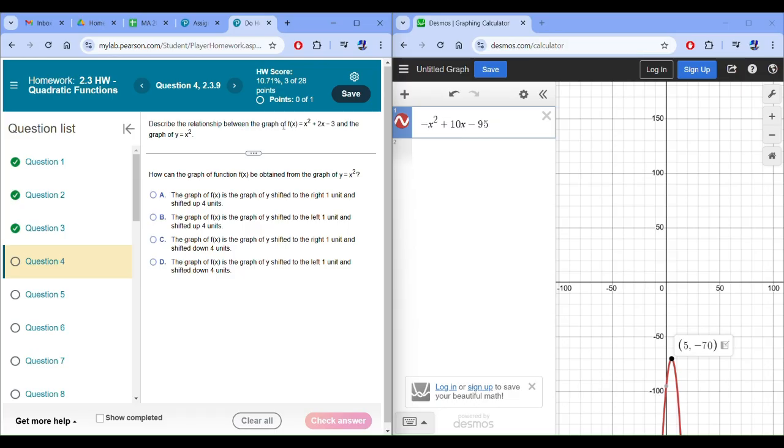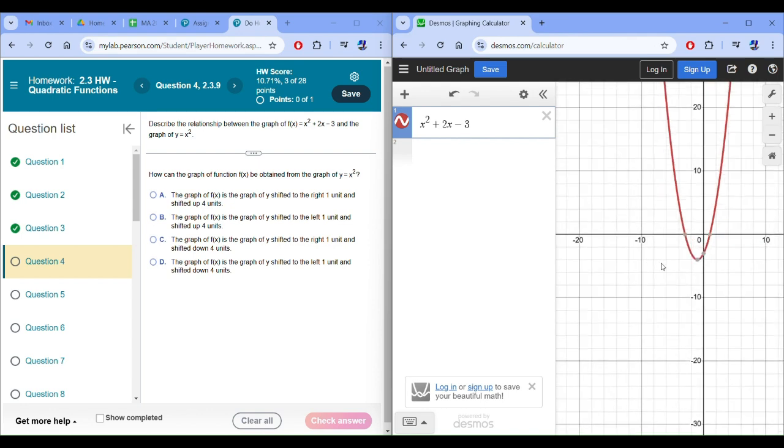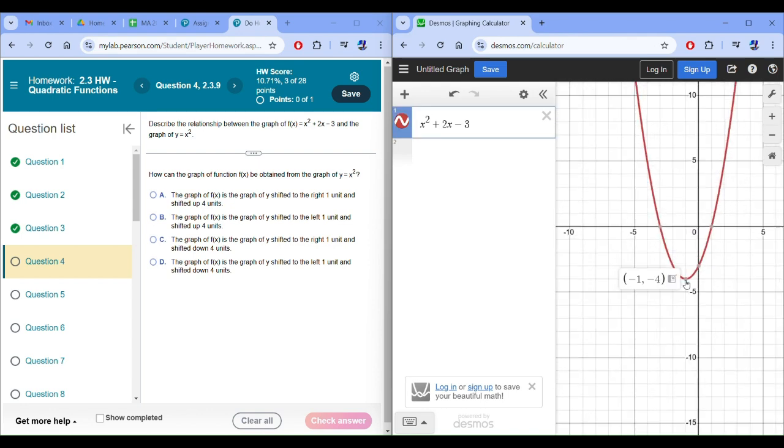Now here, describe the relationship between x squared plus 2x minus 3 and the other graph. You guys can just take that out: x squared plus 2x minus 3 minus 3. And you can see that if I go to the vertex, this graph was moved to the right 1 unit. I'm sorry, left 1 unit and down 4. So this graph went left 1 unit and shifted down 4.